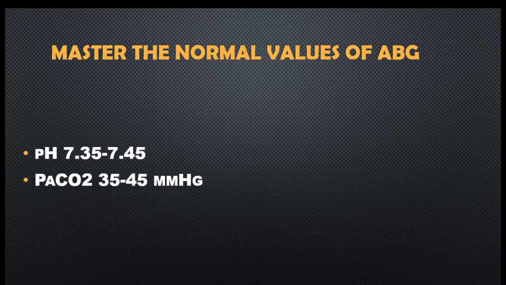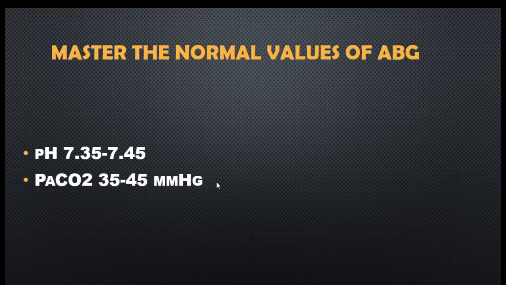Next, we have your PaCO2 or your partial pressure of arterial carbon dioxide. The normal value for this one is 35 to 45 millimeters of mercury, and it is easy to memorize because we can see it in the value of your pH, which is 7.35 to 7.45. So somehow it will help you to memorize the PaCO2 value, which is 35 to 45 millimeters of mercury.